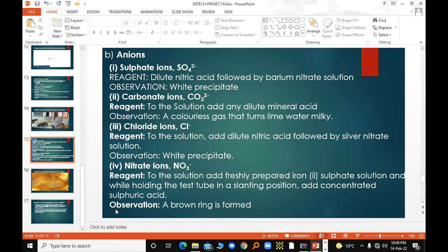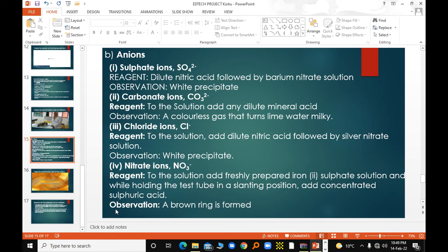When you use lead, lead is common with sulfates and chlorides. That means when you form a white precipitate using lead, it will make you suspect whether it is sulfates or chlorides, because lead is insoluble in both. So that's why we decided to use silver nitrate solution. The observation is a white precipitate.